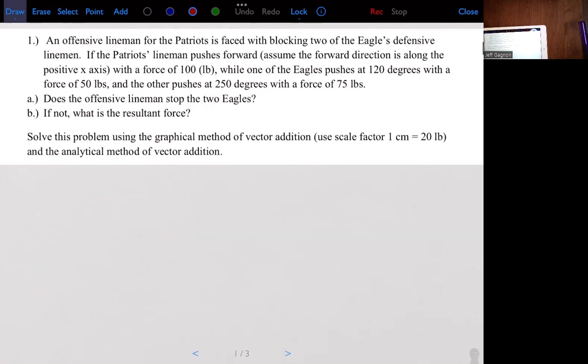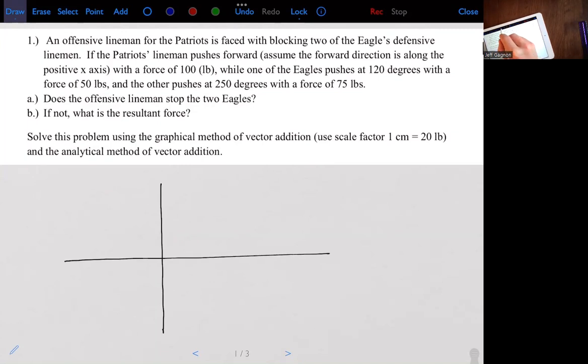Actually, I guess if they're asking whether the lineman stops two Eagles, they want the net force to be 0. Okay, and if not, then what is the resultant net force? So what I would do is, to start, let's just draw this out to get an idea of what's going on here. So here's my coordinate system. And then we'll do this graphically. Actually, we'll do it both graphically and analytically. We'll do it both ways.